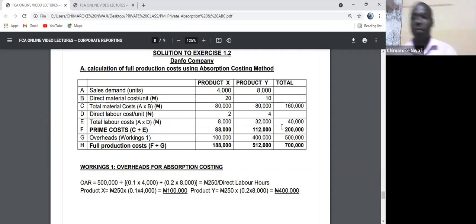All right. So now that you have your prime costs, you now have to do your overheads. And I'll use a working here: line fixed overhead divided by hours.